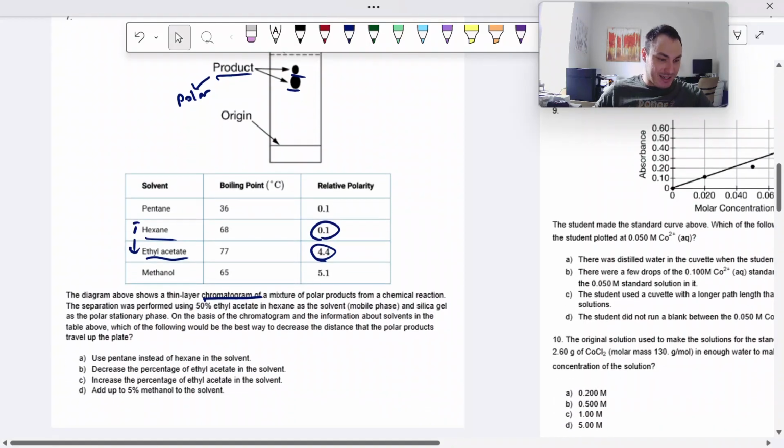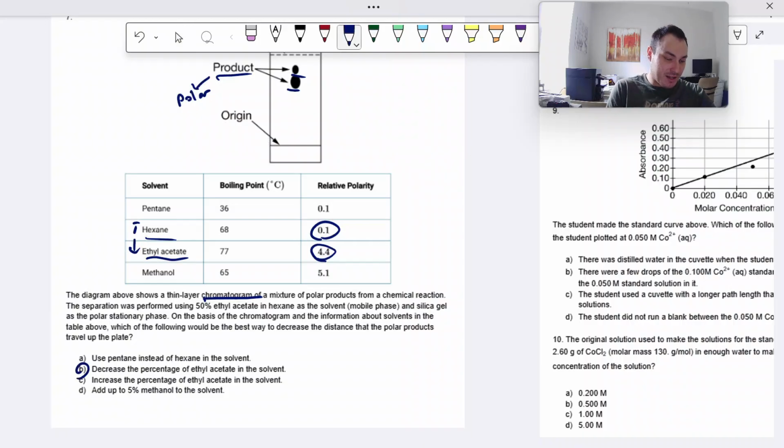So use pentane instead of hexane. That wouldn't change anything. Decrease the percentage of ethyl acetate. That looks like the answer there. Increase the percentage of ethyl acetate. That doesn't make sense because that would increase the distance the product travels up, because we have a more polar solvent carrying up a polar product.